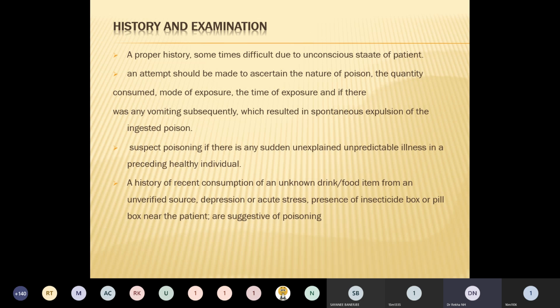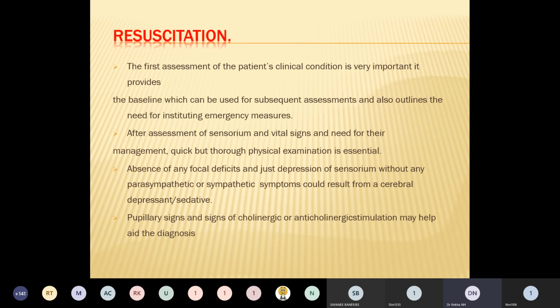So in a patient who has acute stress or depression, we have to take this psychological history. It has to be taken whenever we want to identify a suspected case of poisoning. Coming to the resuscitation part, first we have to take a history and arrive at a provisional diagnosis of whether the patient has taken a substance, a drug overdose, a toxic drug or a poison.